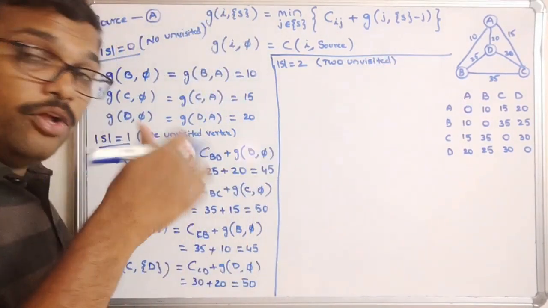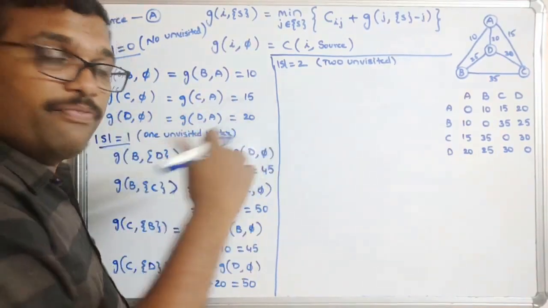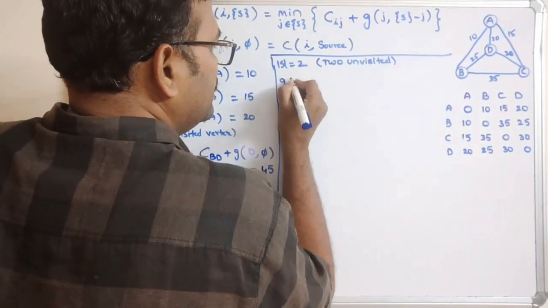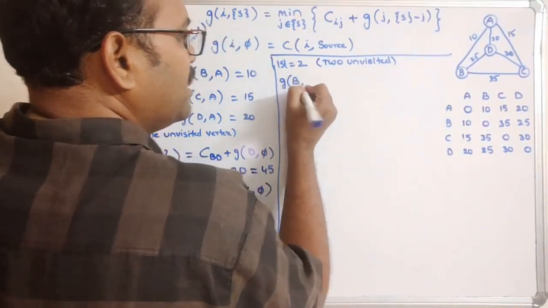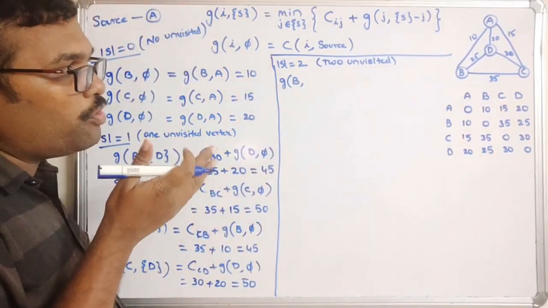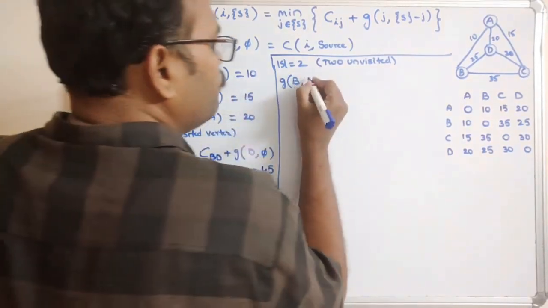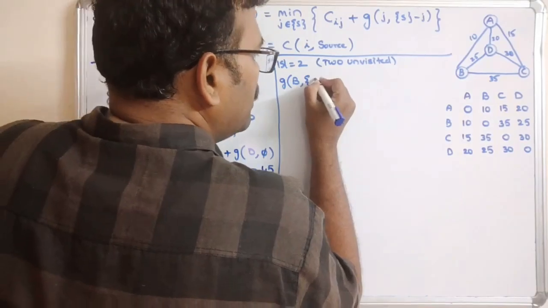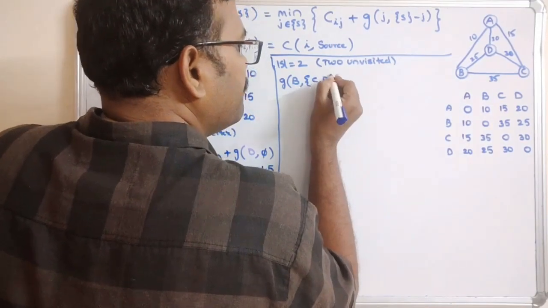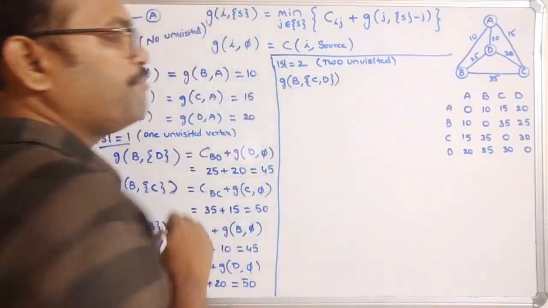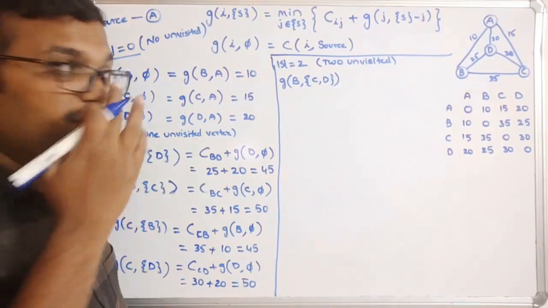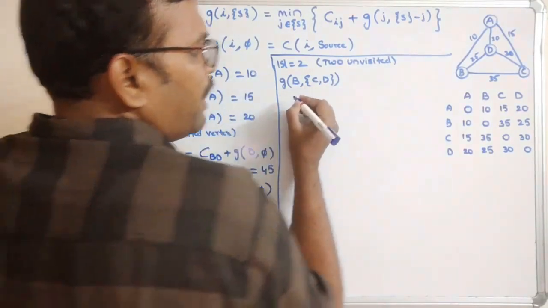Unvisited vertices. Here also we have to go with the different possibilities. Check it. G of B, consider B as a source. From the source, the 2 unvisited vertices will be either C comma D. Okay, C comma D, unvisited vertices. So how can we write it here?